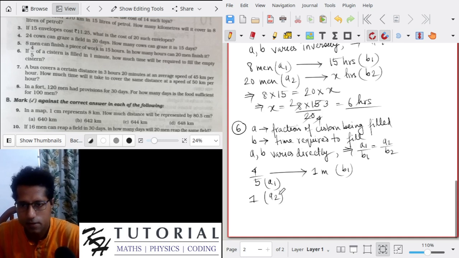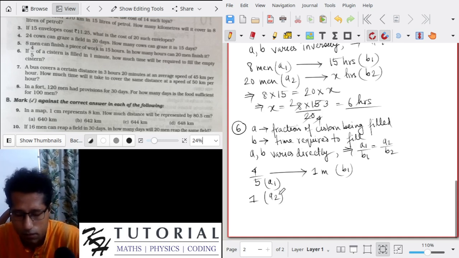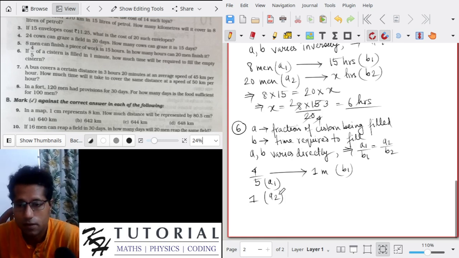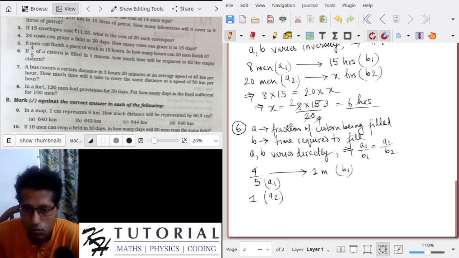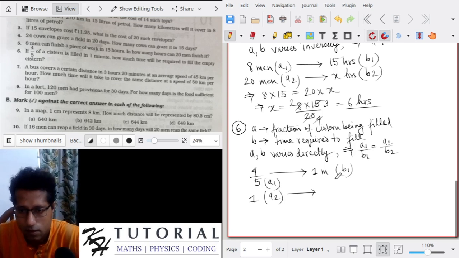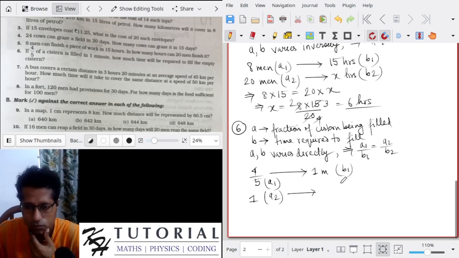The quantity A is being denoted. We are assuming the quantity A is the fraction of cistern being filled, and it is in the first data. It has given that 4/5 of the cistern, that is 4/5 fraction of the cistern, is being filled in 1 minute. Now it is asking how much time will be required to fill the whole cistern. The whole cistern means the fraction is 1. Now let's assume that the whole cistern will be filled in X minute.